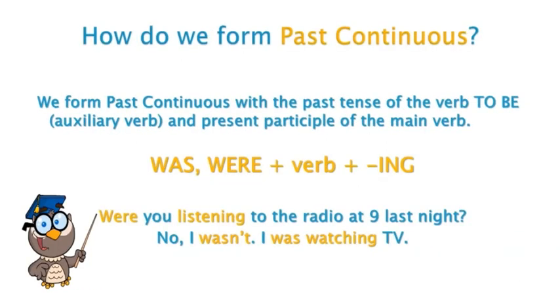How do we form past continuous tense? We form past continuous with the past tense of the verb to be, that is the auxiliary verb, and present participle of the main verb. Was or were plus verb plus ing. For example, were you listening to the radio at 9 o'clock last night? No, I wasn't. I was watching TV.